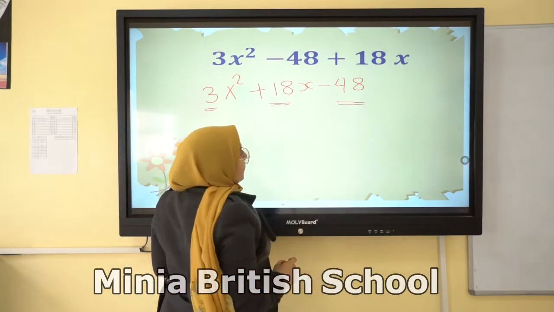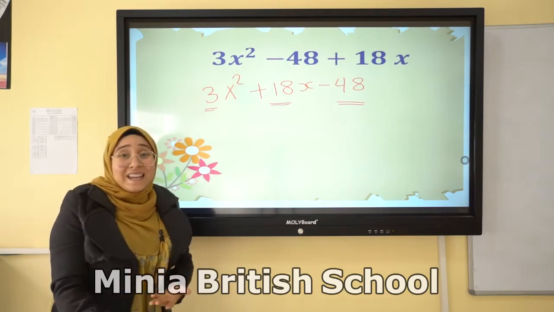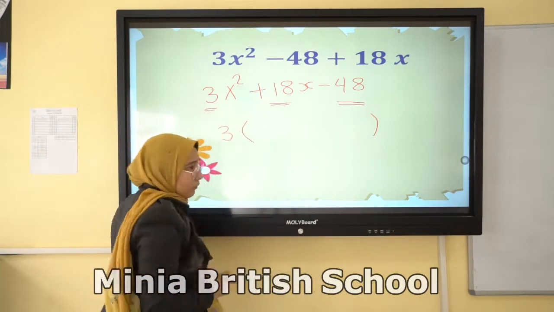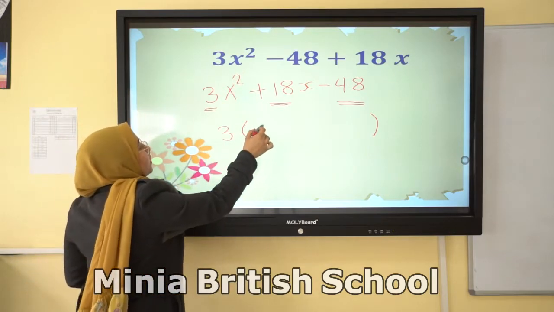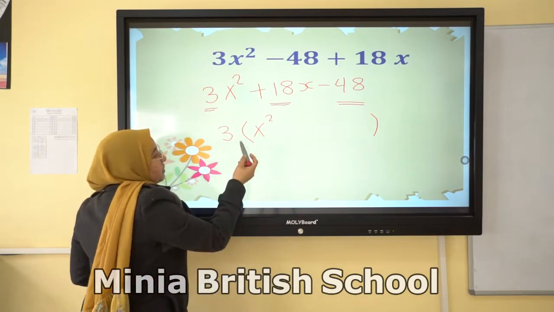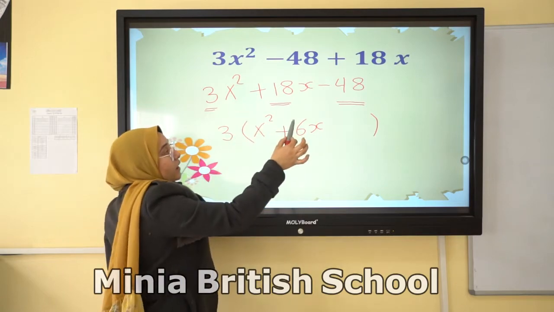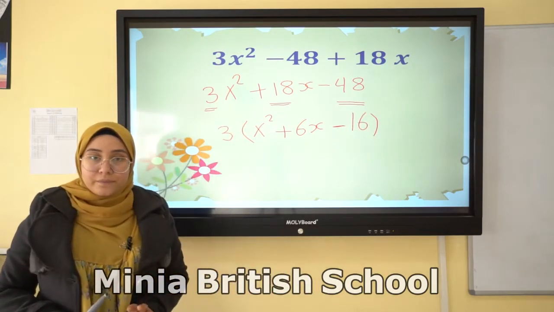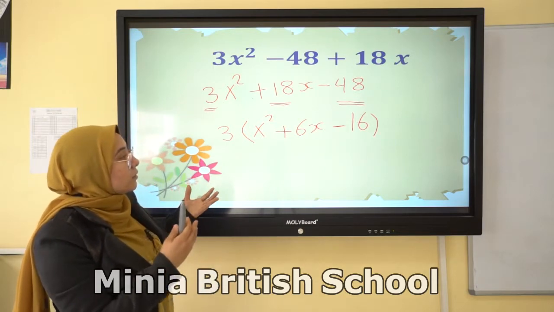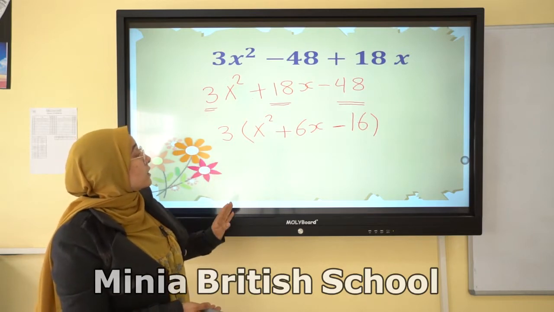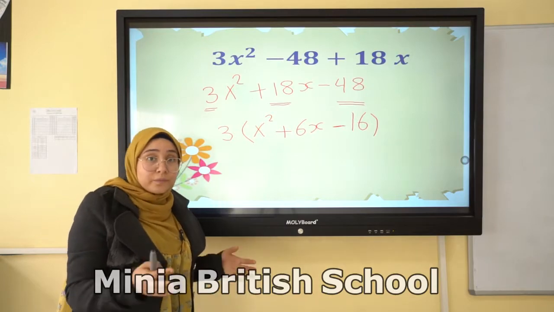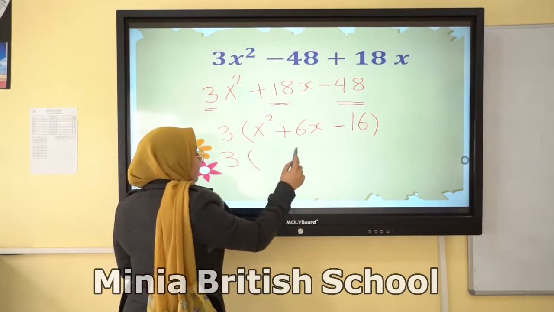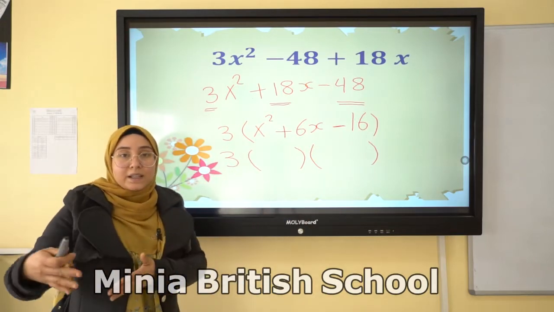Then note that 3, 18, and 48 are multiples of the number 3. So you can take 3 as the highest common factor outside. If you take 3, you can open arcs. 3x power 2 divided by 3 equals x power 2, and 18x divided by 3 equals 6x. Negative 48 divided by 3 equals negative 16. Good. Now you can factorize it. It is easy because the coefficient of x power 2 equals 1. The same idea: first put 3 outside and write two pairs of arcs. Factorize x power 2 to x times x.